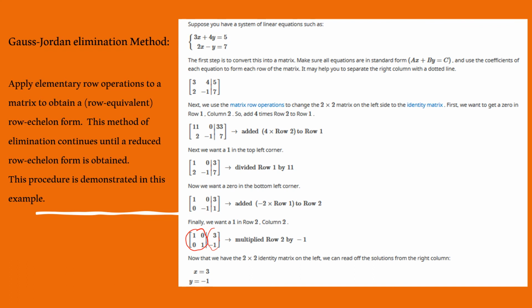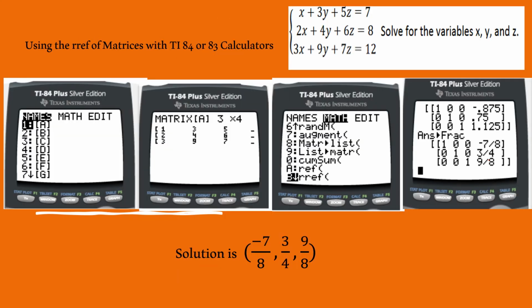The same Gauss-Jordan elimination method can also be obtained using a graphing calculator. So the reduced row echelon form of matrices using our TI-83 or 84 calculator, which is our method 7, will be the easy method of solving any system of equations. The system can be of 2 variables, 3 variables, 4 variables, or even 7 variables.